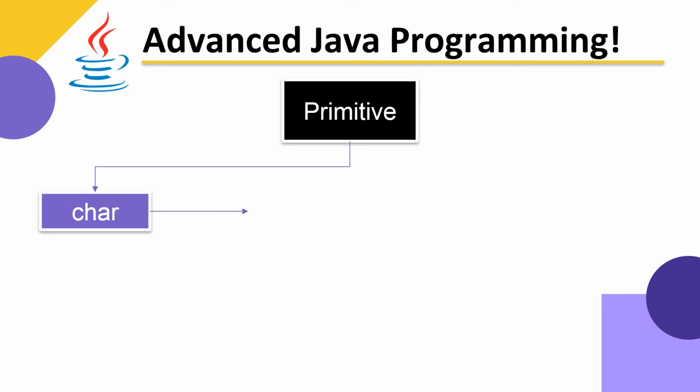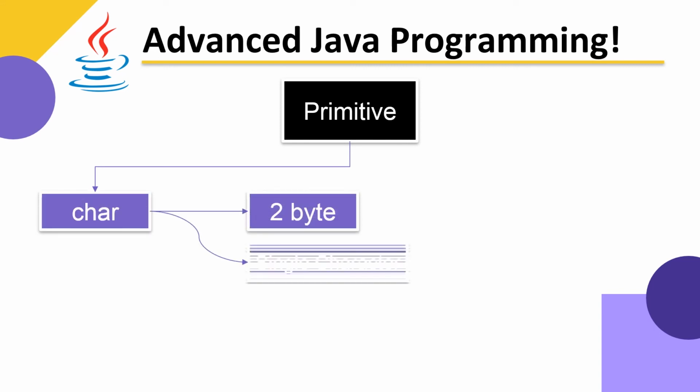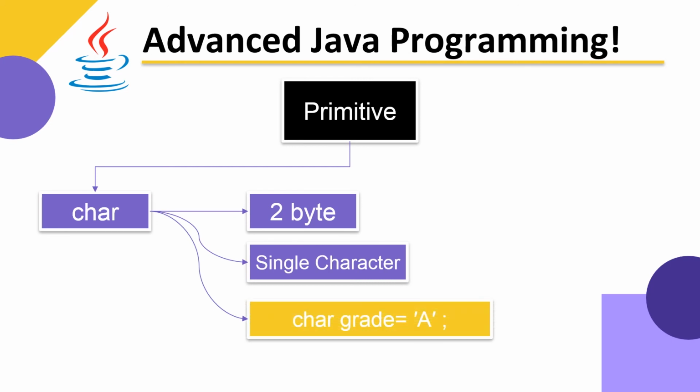The char data type is used to store a single character. The character must be surrounded by single quotes. Here is an example. Char grade equals B.